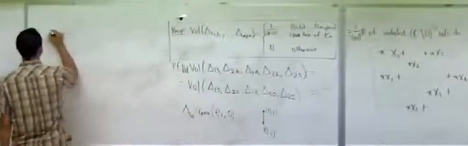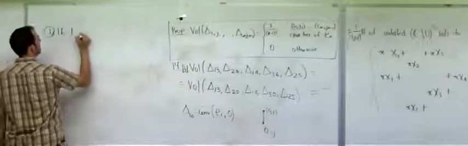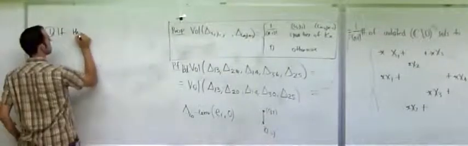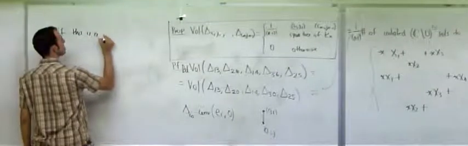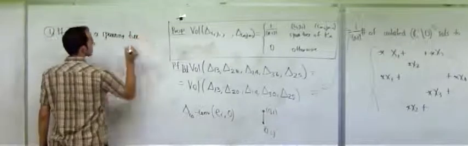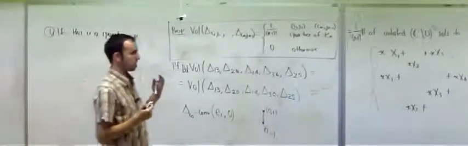So 1. If I do have a spanning tree, if this is a spanning tree, then I want to argue that this has exactly one solution. Okay? And the way that I'm going to do it is the following.